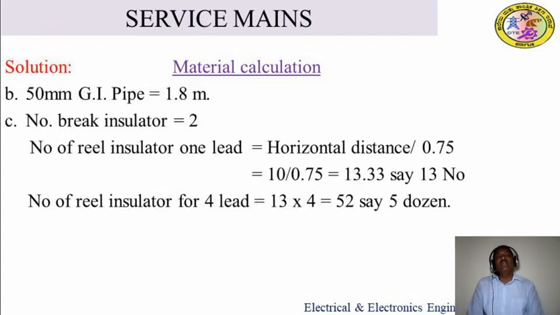Then next, the material calculation, that is the remaining materials. What materials are required for carrying or powering the service line? Second one, a 50 mm GI pipe, same 1.8 meter is required. Next, number of brake insulators: 2. Then number of reel insulators for 1 lead, the same has to be calculated here also. The horizontal distance divided by 0.75, so 10 divided by 0.75 gives 13.33, say you have to take 14 numbers. Number of reel insulators for 4 leads, 14 into 4, you get 56 numbers. So rounding off, you have to take 5 dozens.